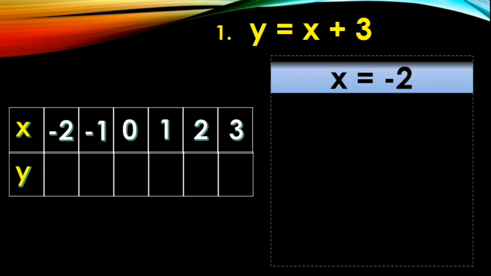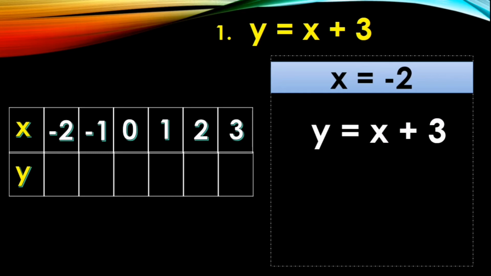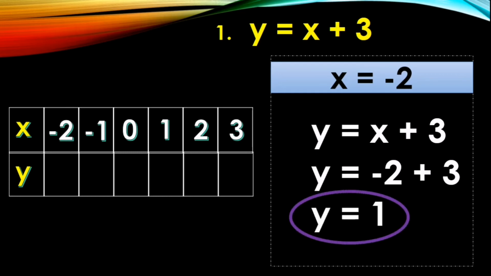If x is -2, what will be the value of y? So we will solve that if the value of x is -2. So copy y is equal to x plus 3 and then substitute the value of x, which is equal to -2. That will become y is equal to -2 plus 3. -2 plus 3 is equal to 1. So when x is equal to -2, y is equal to 1.